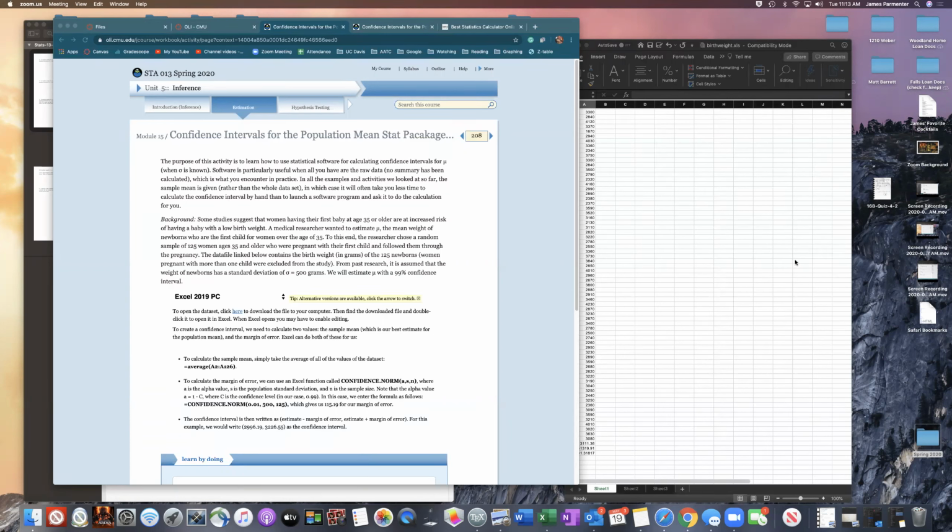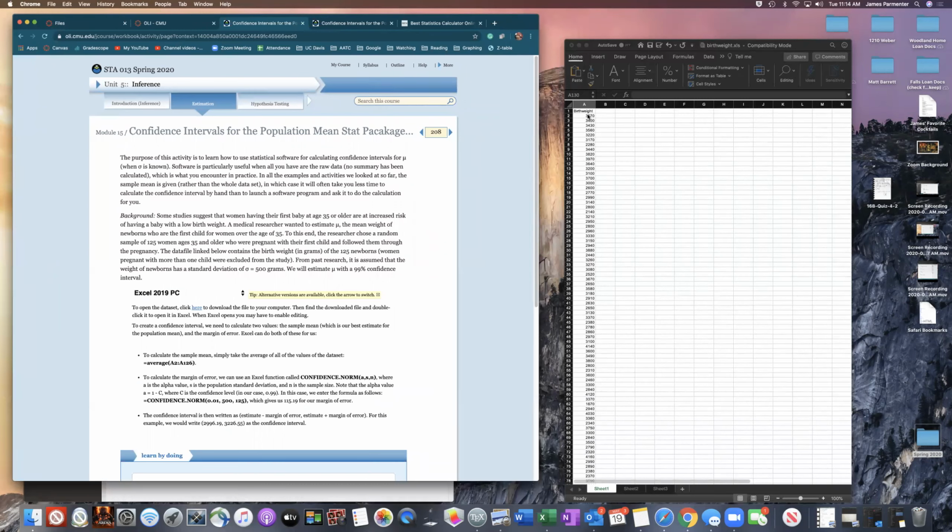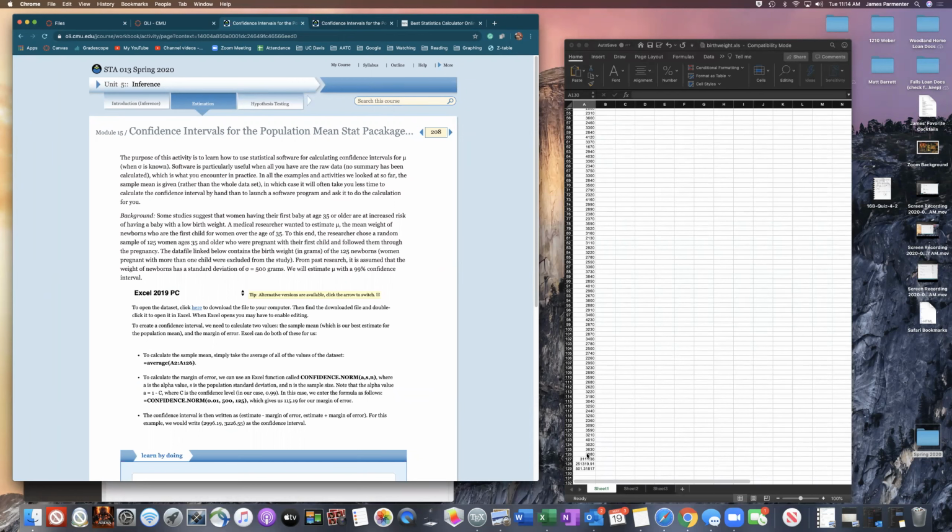The data file, which I have over here, contains the birth weight in grams of the 125 newborns. From past research, it is assumed that the weight of newborns has a known standard deviation. So in this case, we think we know the population standard deviation is 500 grams. We're going to estimate the population mean with a 99% confidence interval. So here's all the data, starting up here with birth weight 3,870 grams, all the way down to the last one here, which is 3,080 grams.